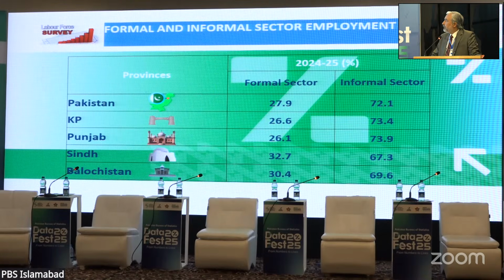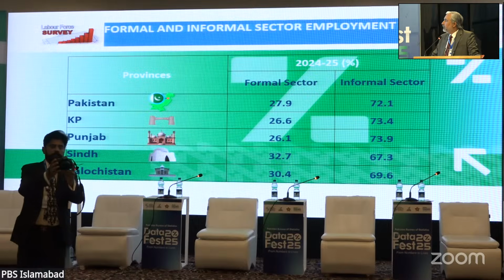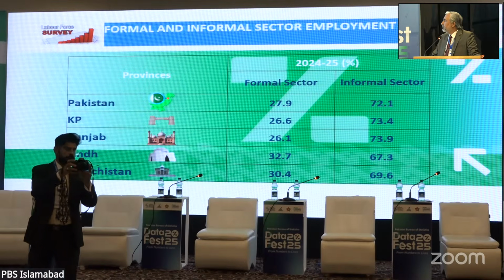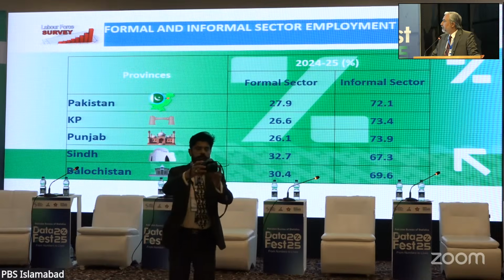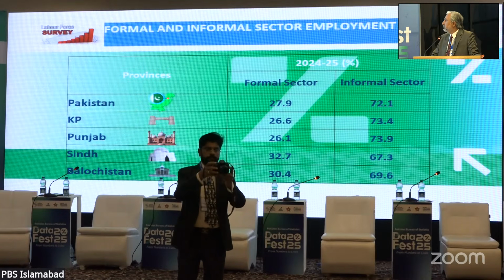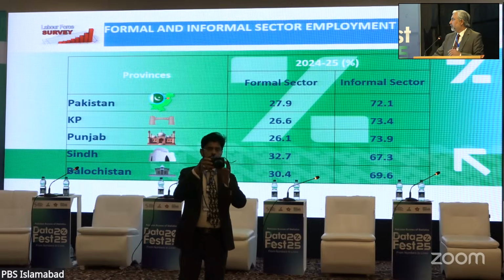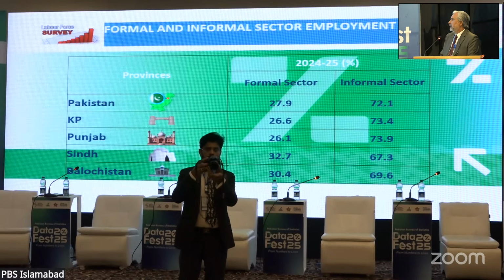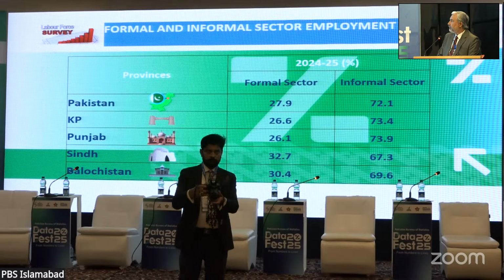Formal and informal sector employment. So Pakistan formal sector is 27.9%, informal is 72.1%. KP is 26.6 and 73.4, Punjab 26.1 and 73.9, Sindh is 32.7 and 67.3, and Balochistan 30.4 and 69.6.